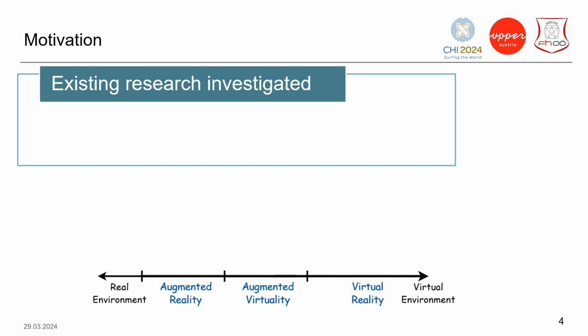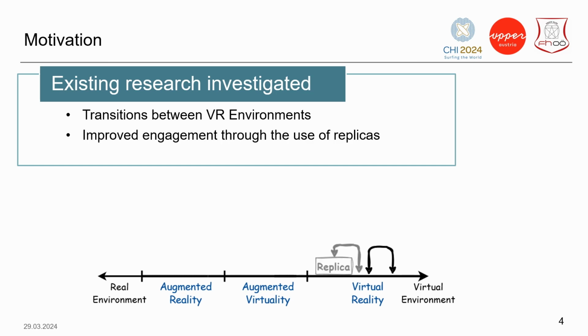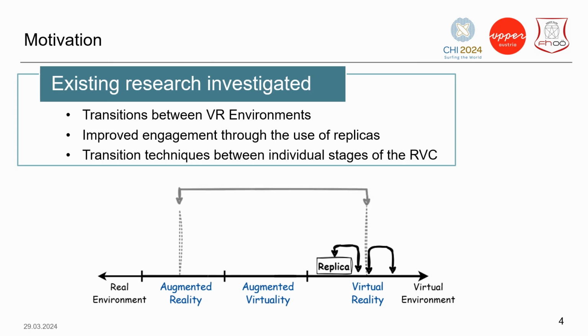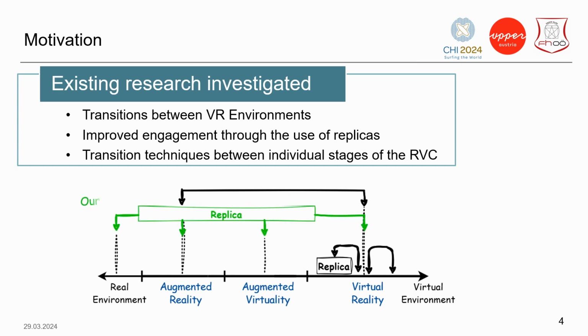Existing research has investigated various aspects of transitioning between virtual reality environments, such as scene changes within VR, or improving engagement through the use of replicas, or evaluating transition techniques to move between individual stages of the RV continuum. Our novel approach integrates all these approaches by utilizing a replica and deploying transition techniques across multiple stages of the RVC.